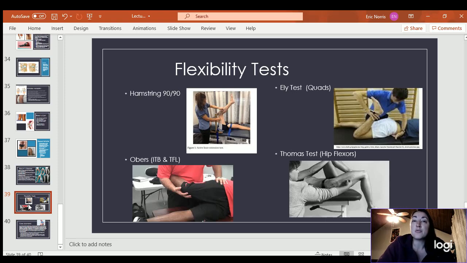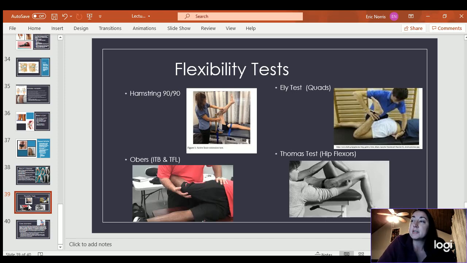Ober's test tests the IT band and the tensor fasciae latae. So you first abduct the leg to be kind of even with the hip level, and then extend slightly. So this is getting the IT band in a good position. And then you allow the leg to adduct. Now, the amount that it adducts determines if the test is tight or not. So if it's able to kind of fall in towards the middle without any real restrictions, that would be negative. But if it somewhat stays in that position, then that would be positive, that the IT band and the TFL are tight and holding that position.